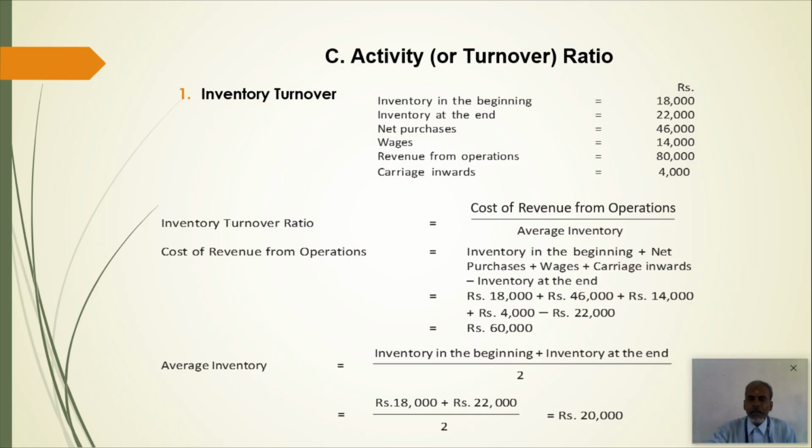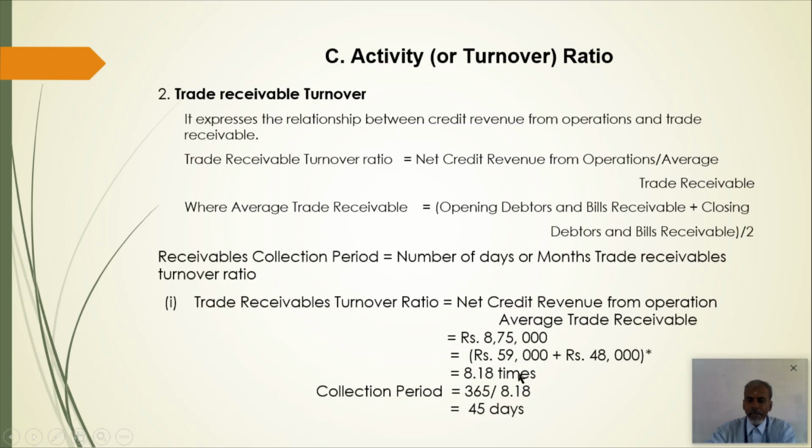This is the ratio. To find the cost of revenue from operations, we add up inventory in beginning plus net purchases plus wages plus carriage inwards minus inventory at end. It is like adding all the items in the left hand side of your trading account and subtracting the items in the right hand side of the trading account. That is all. So you will get cost of revenue from operations. Then to find the average inventory, you add the inventory at beginning and inventory at the end and divide by 2, you get average inventory.